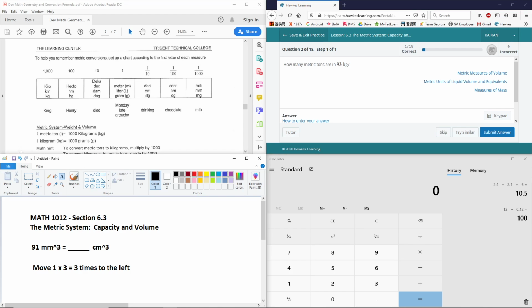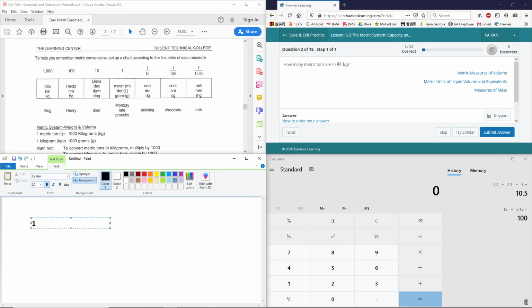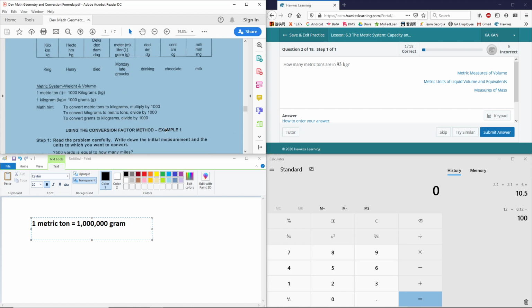Now, how many metric tons are in 93 kilograms? Now, this one's a bit tricky. So remember last time I said there were 2 types of tonnage, right? You have the US ton, which is 2,000 pounds. But now we talk about metric ton. 1 metric ton equals 1 million grams. And that is actually on your formula sheet right here at the bottom.